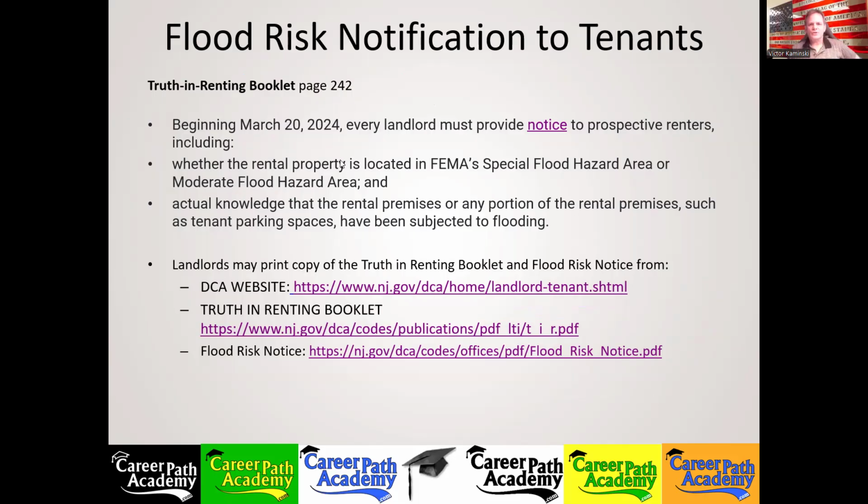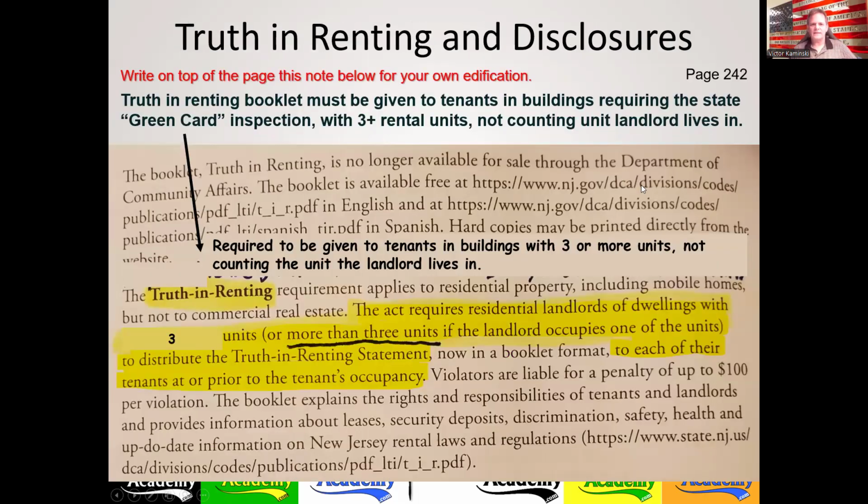Okay. So the Truth in Renting booklet, that needs to be given to who? It needs to be given to tenants in buildings with 3 or more rental units, not counting the unit the landlord lives in. So if there's 3 units available for tenants to be renting, those require the state inspection once every how often? State inspection every 5 years? Once every 5 years. Yep. So on page 242, where it says Truth in Renting, it's required to be given to tenants in buildings with 3 or more units, not counting the unit the landlord lives in.